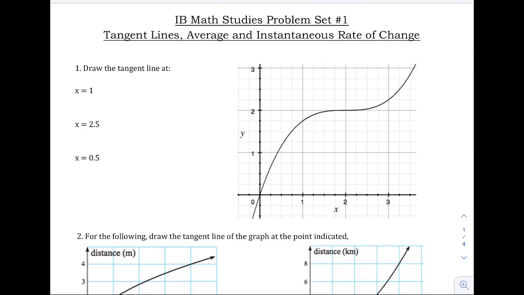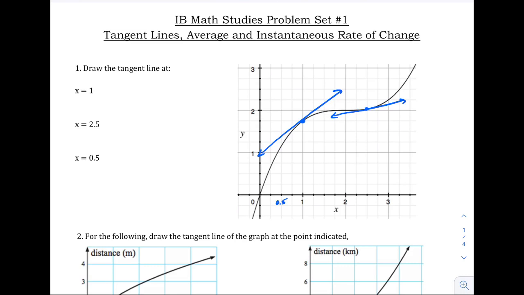All right, we'll just go through this problem set. So the first one says draw a tangent line where x is equal to 1. So where x is equal to 1 are functions here. So the tangent line should be something like that, that just nearly touches it, gets close, but doesn't actually cross over it. X 2.5 would be over here. So if I have to imagine the slope, I'd assume it would be something like that, would be the tangent line. And then finally 0.5.